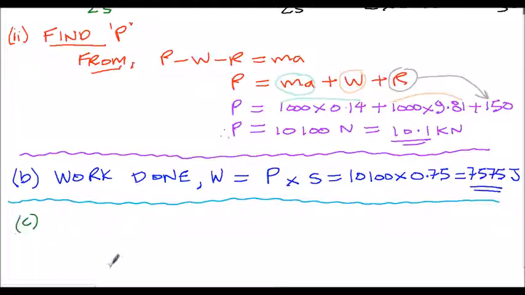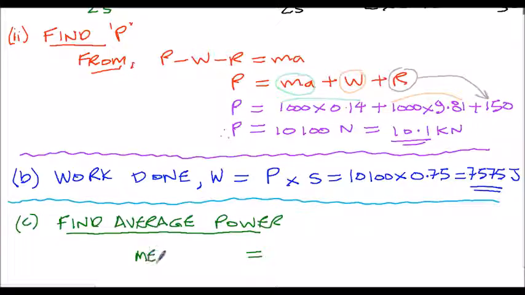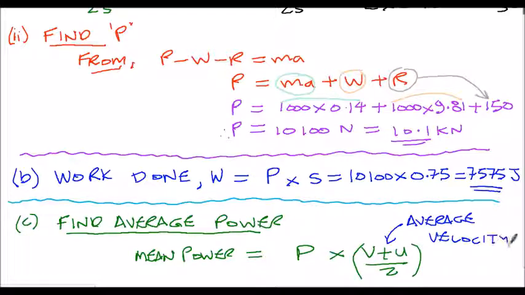Part C wants us to consider the average power requirements. Mean power, average power, I use mean power. That's simply the force P in this case multiplied by the average velocity, which will be V plus U divided by 2. That's just averaging the two velocities given. It goes back to statistics. How do we work out averages? We add numbers up and divide by the number of them, and that's all we're doing there. We're just adding the two velocities up and dividing by the number of them.